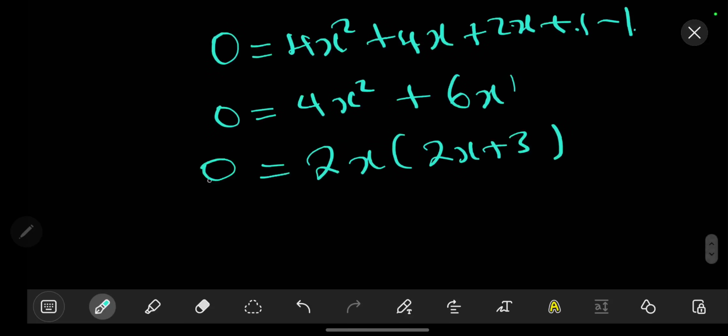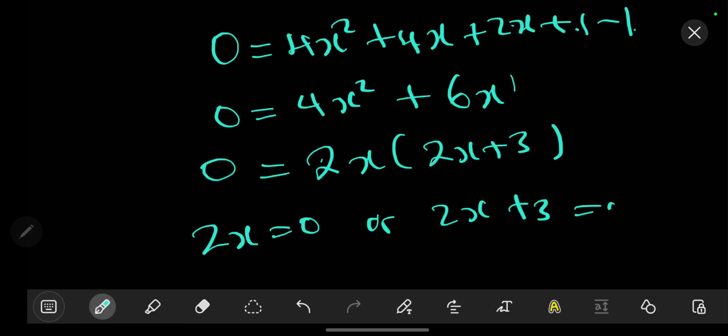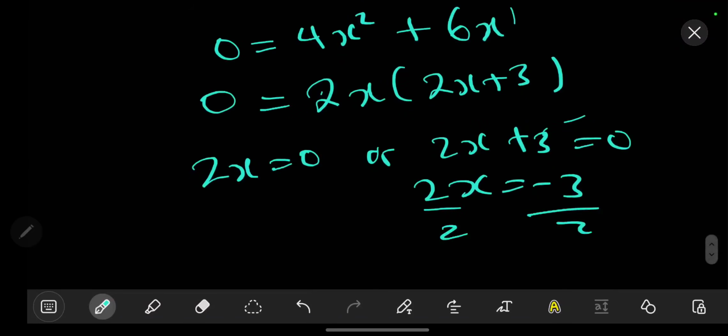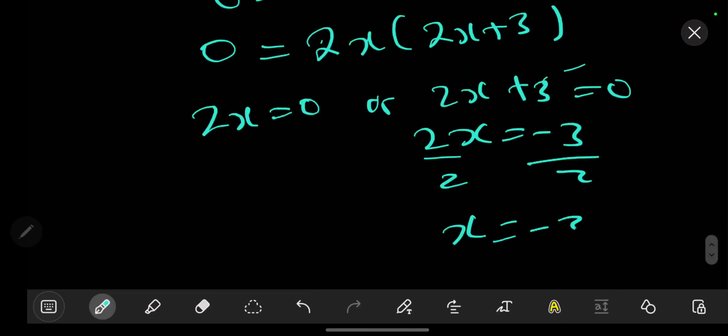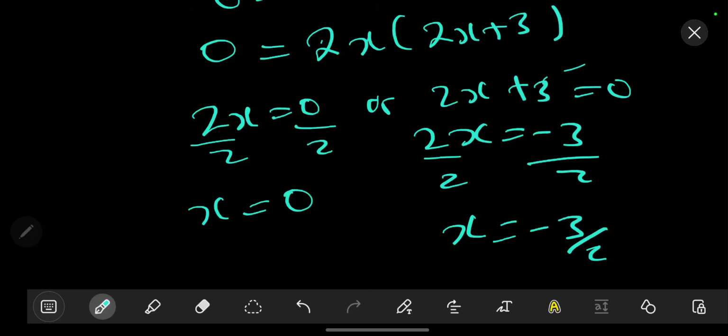Then we equate, so this means 2x is equal to 0, or 2x plus 3 is equal to 0. So 2x should be equal to, we take the 3 to the other side, it will be -3. We divide by 2, our x should be equal to -3 over 2. Here we divide by 2, our x is equal to 0. So these are our values.